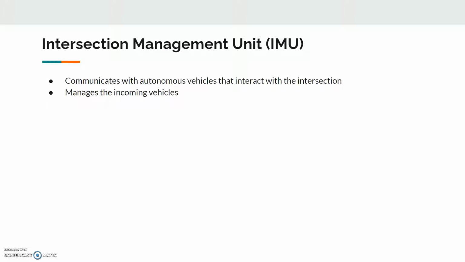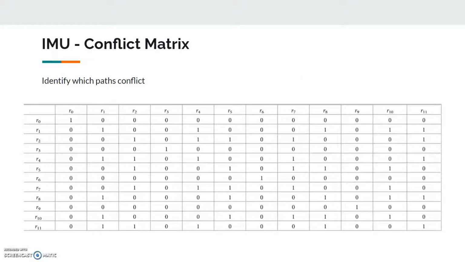So the intersection management unit, or the IMU, is able to communicate with all of the autonomous vehicles that interact with the intersection. And its purpose is to manage all of these incoming vehicles and dictate when they can leave and enter the intersection. So with the IMU comes a conflict matrix.